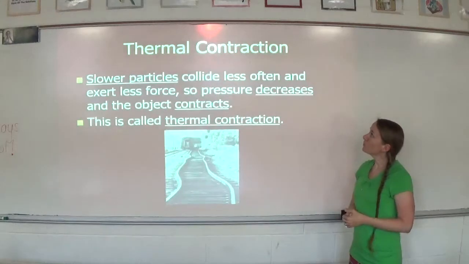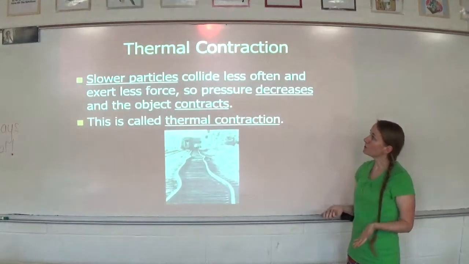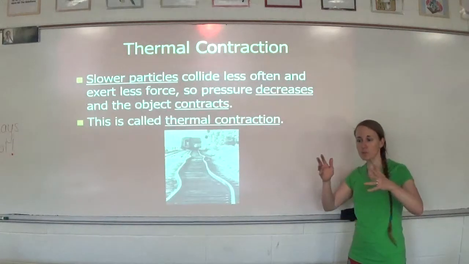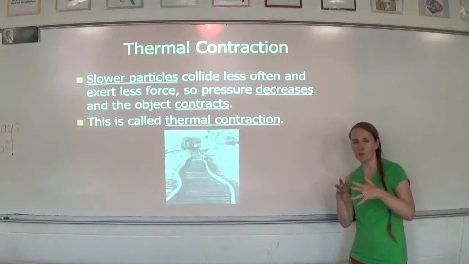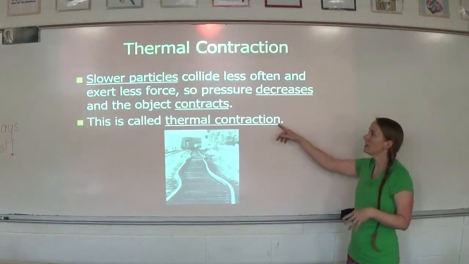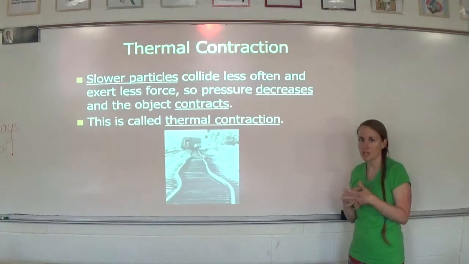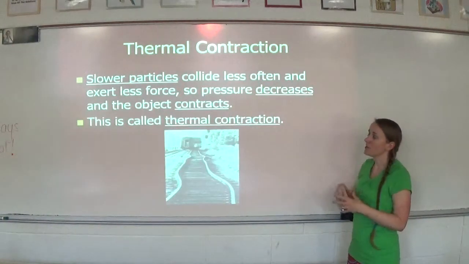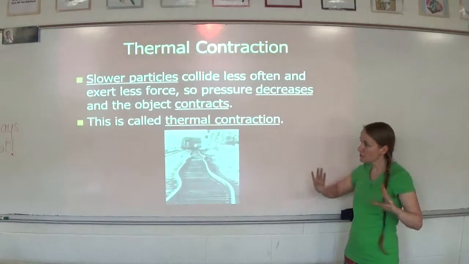Slower particles collide less often and exert less force, so pressure decreases and the object contracts. As you slow the particles down, they get a little closer together, and so objects will contract as they get cooler. This is called thermal contraction. And of course, as things get hotter, they expand, because the particles move faster, and so it spreads out.